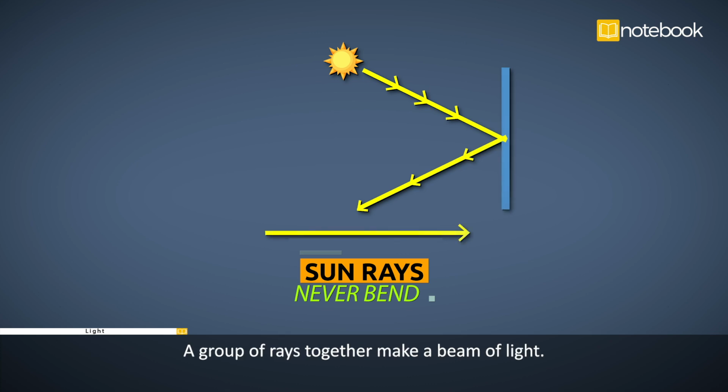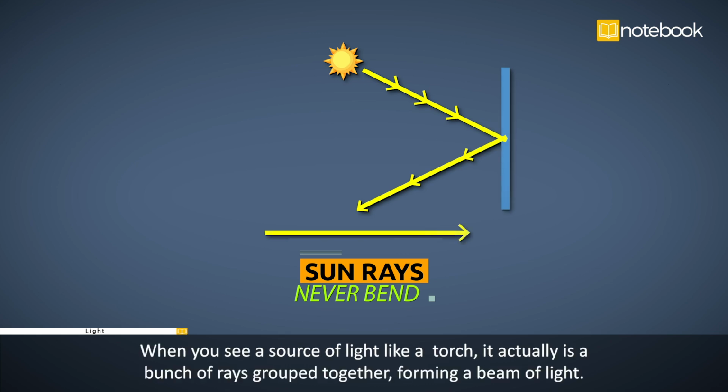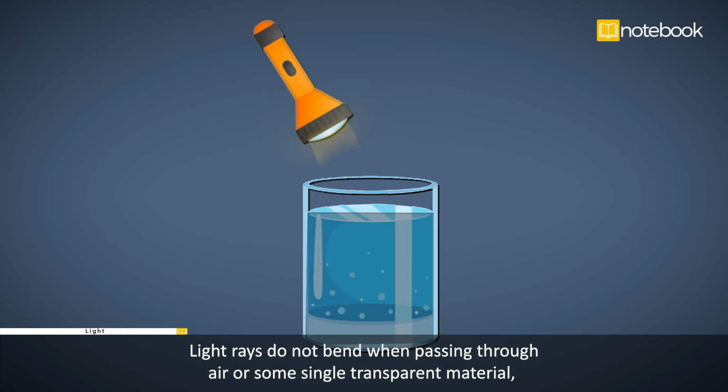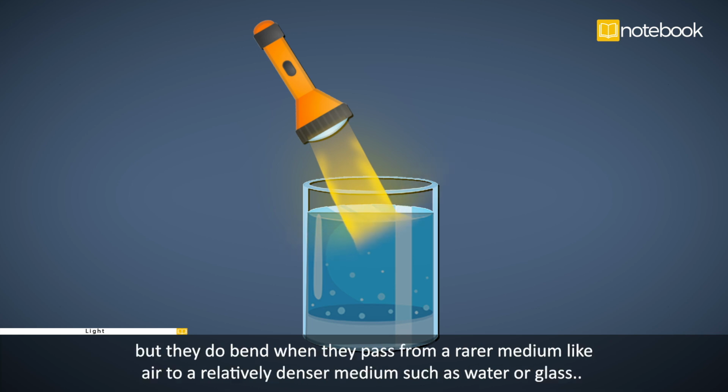A group of rays together make a beam of light. When you see a source of light like a torch, it is usually a bunch of rays grouped together, forming a beam of light. Light rays do not bend when passing through air or some single transparent material, but they do bend when they pass from a rarer medium like air to a relatively denser medium such as water or glass.